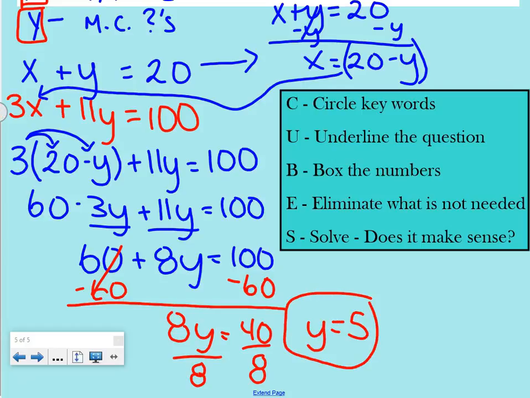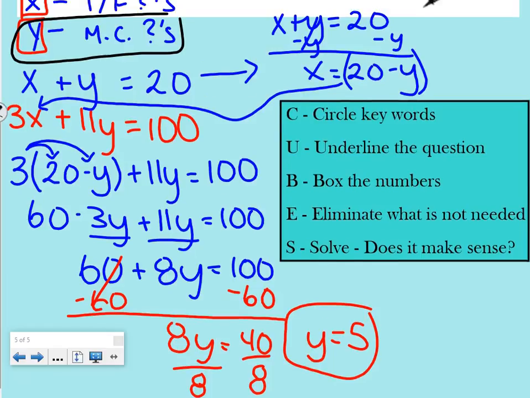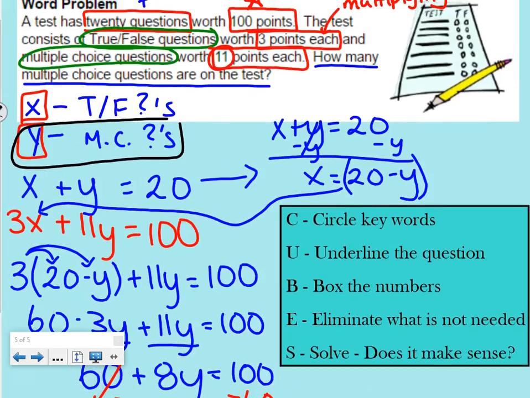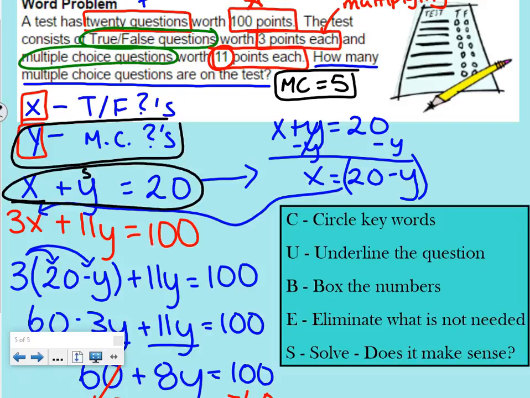And we get y equals 5. Now, if we look, y stood for the number of multiple choice questions. Now let's look. What was the question that we were asked to solve? How many multiple choice questions are on the test? Well, we just solved that. We know that the multiple choice questions are 5 total. So for this problem, we don't actually need to solve for x. However, we could, because we know x plus y equals 20. So if y is 5, we know that x would need to be 15 in order to make 20.